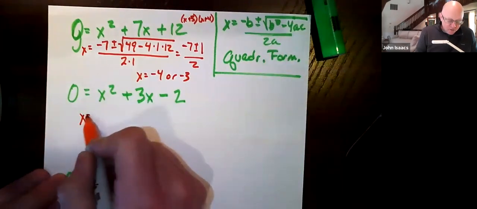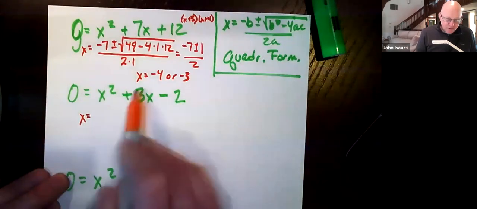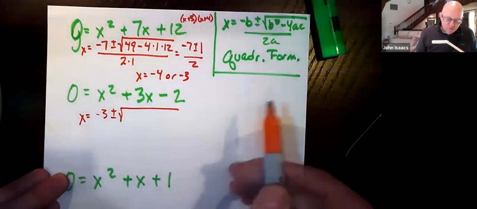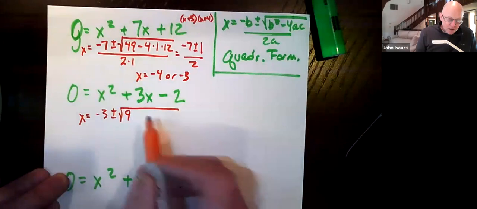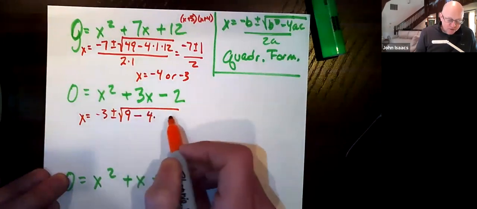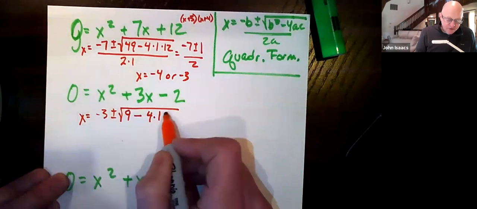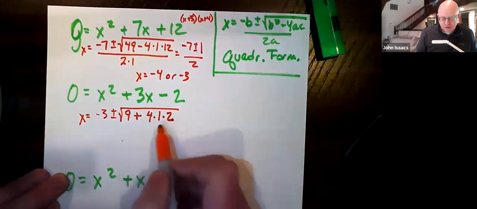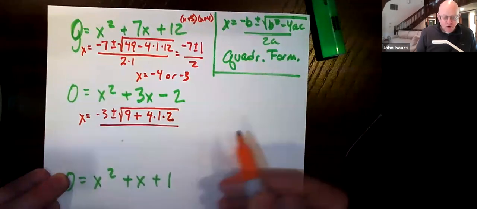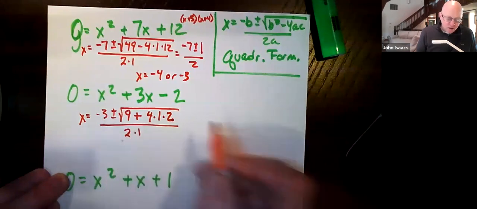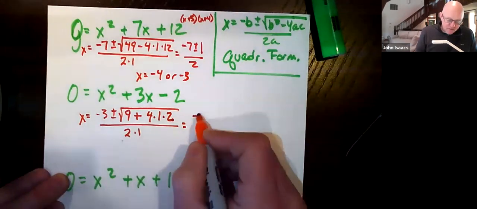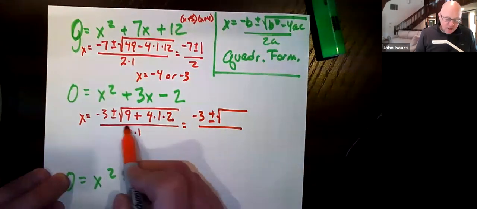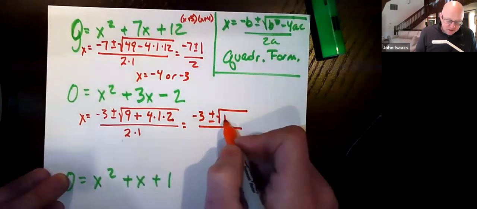We would get x equals negative b, that's going to be negative 3, plus or minus the square root of b squared. So b squared is going to be 9, minus 4 times a, which is 1, times negative 2. I'm just going to put plus 2 here and make that a plus sign instead of writing it as a negative, as another thing to mess me up. All over 2 times a, which is 1. And we're going to see what this is. This is negative 3 plus or minus the square root of 9 plus 8. 9 plus 8 is 17.